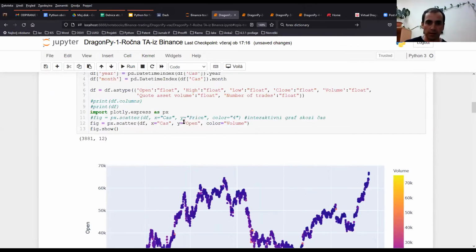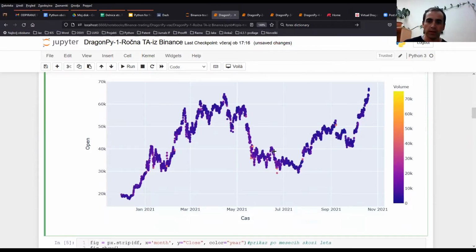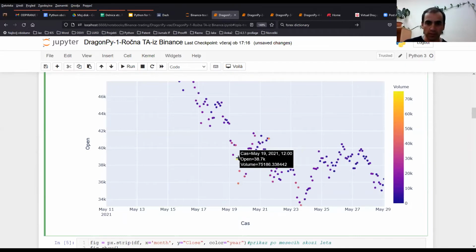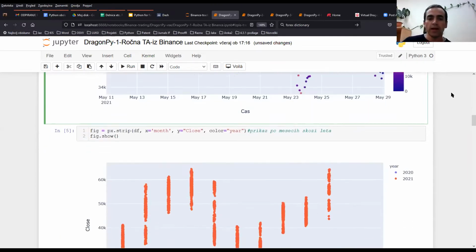I did open price on the time scale. Okay, so I used Slovenian and colored by volume of trades in this time. So you see that the more yellowish are times with higher volume. So it's mostly the bigger change when it's higher volume.